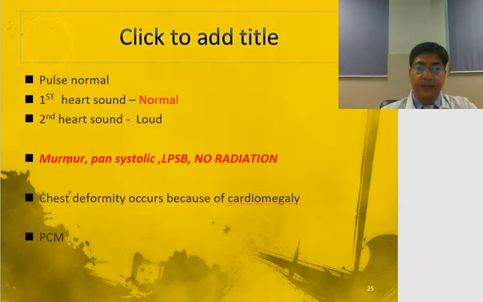So what happens clinically? The first heart sound is normal. The second heart sound is loud initially because of volume overload. More blood is going across the pulmonary valve, and more blood is going to the lungs. And later on you can appreciate the second heart sound being loud because of pulmonary hypertension. There is no specific radiation of the murmur, as I told you.